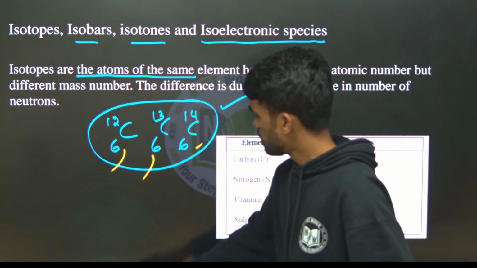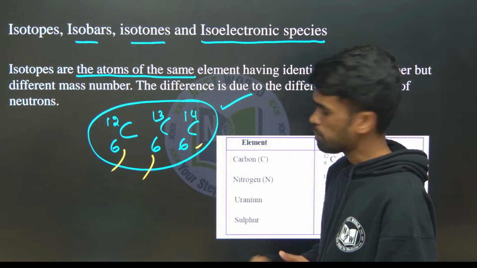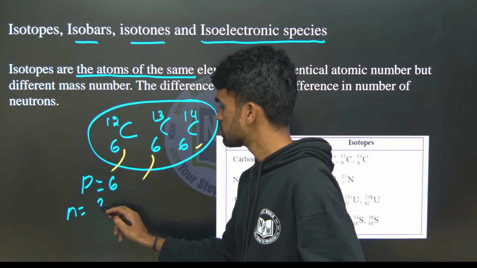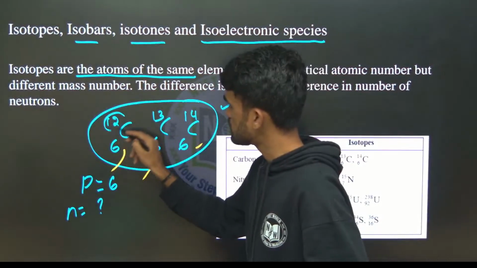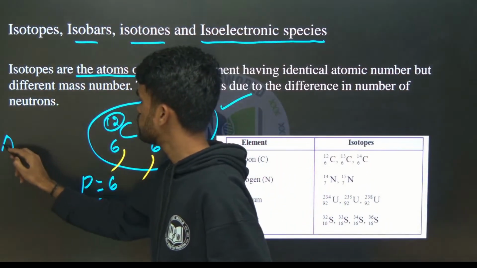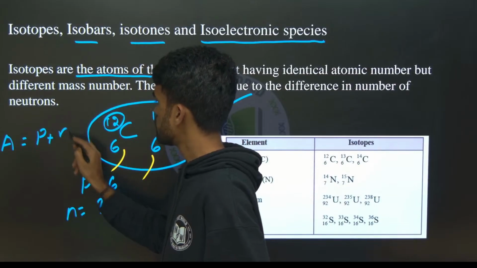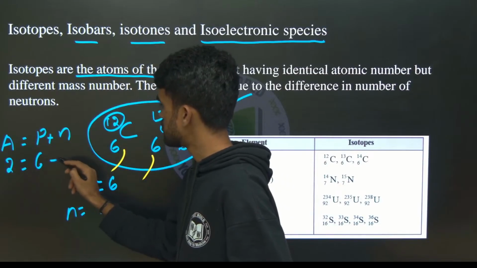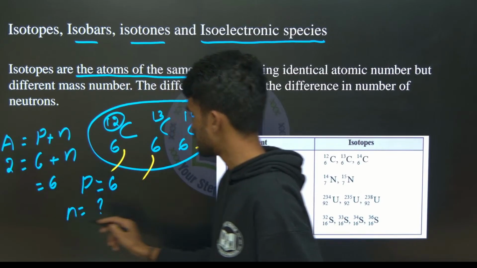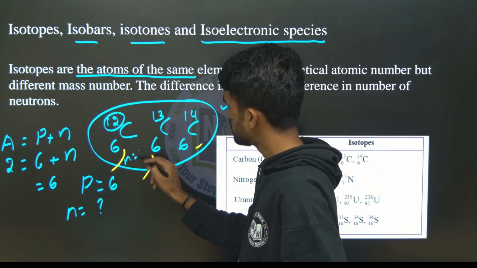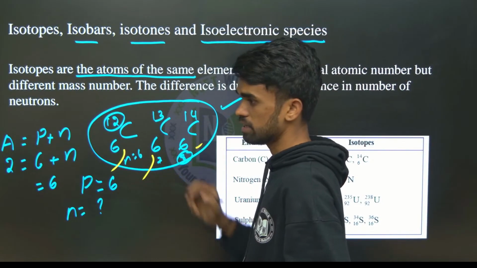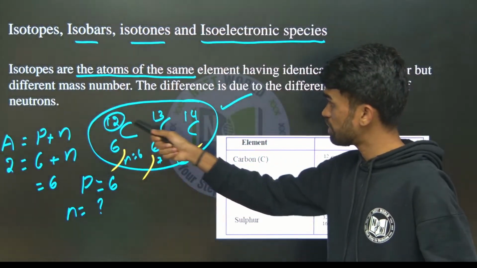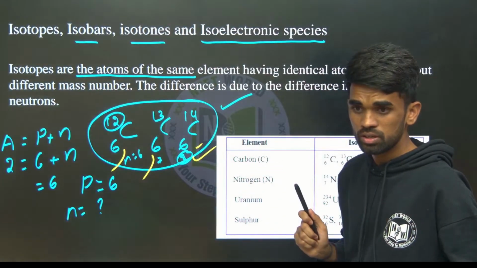So now what is the difference between these 3 particles? Proton number is the same, 6, but the number of neutrons is different. So here how many neutrons are there? 12. See, mass number means, what I told you, the sum of protons plus neutrons. What is the mass number here? You have 12, and protons are 6, then neutrons will be 6 in this case. So here neutrons are 6, here it is 7, and here it is 8. So different mass number is because of different number of neutrons.